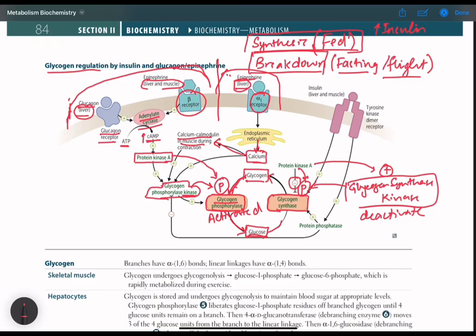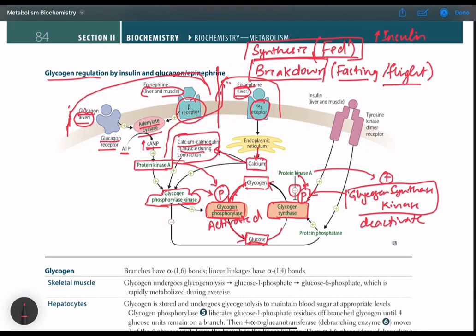Also, the calcium calmodulin complexes are also formed during muscle contraction. So in one pathway, glucagon and epinephrine act through cyclic AMP, and the other is through calcium. Whether the cyclic AMP or protein kinase A pathway is activated or the calcium pathway is activated, both lead to the breakdown of glycogen. And for fed state, it is the opposite.